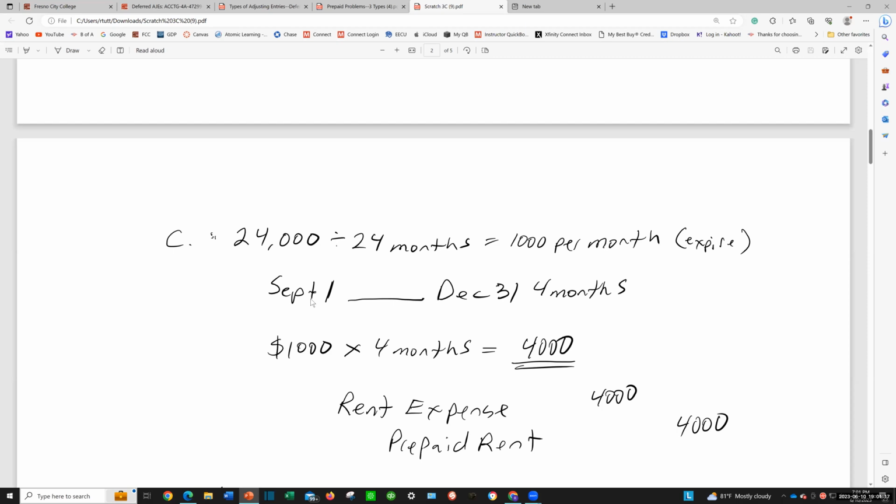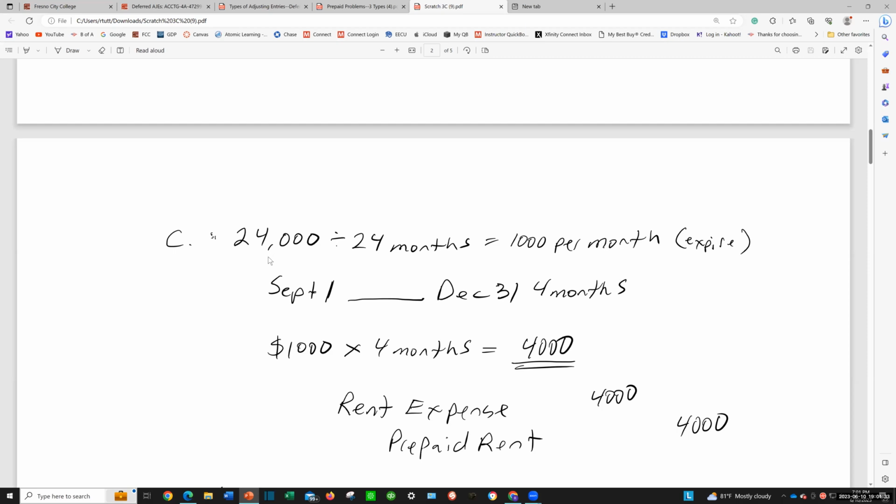Now, we paid $24,000 for 24 months, right? It was 2 years, and there's of course 2 years times 12 is 24.